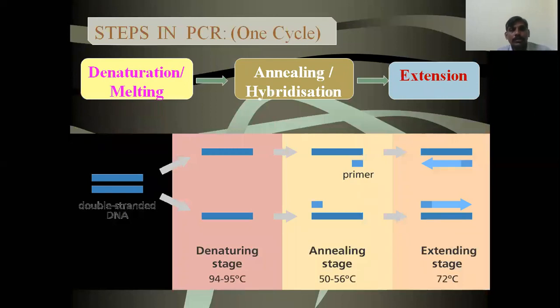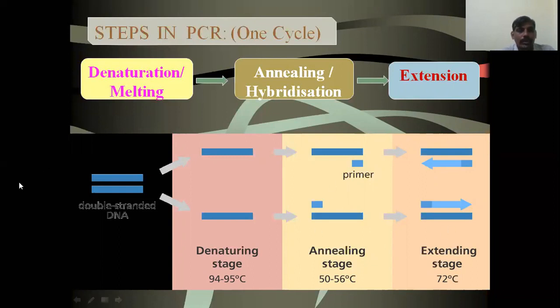So what are the steps in the PCR cycle? One PCR cycle consists of three steps. First step is denaturation or melting. Second one is annealing or hybridization. Third one is extension or elongation. These three steps operate one by one at different temperatures and carry out the amplification process.